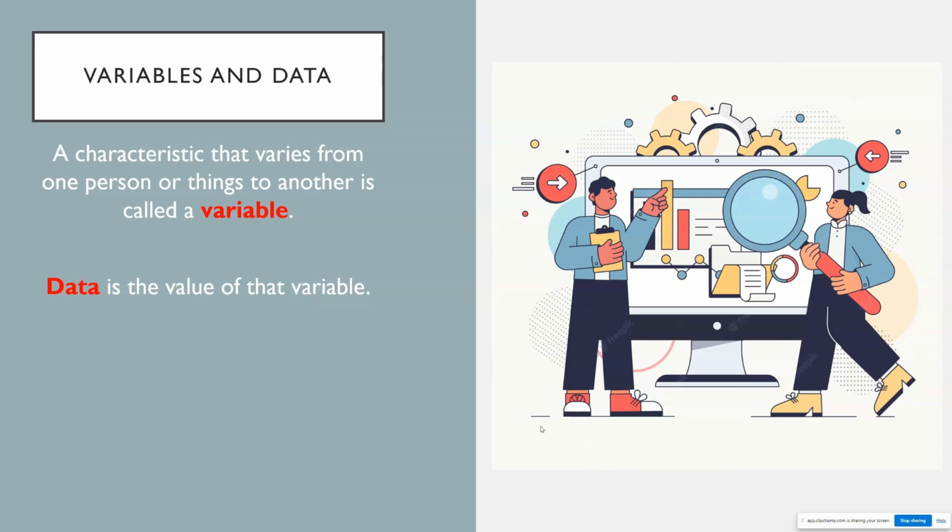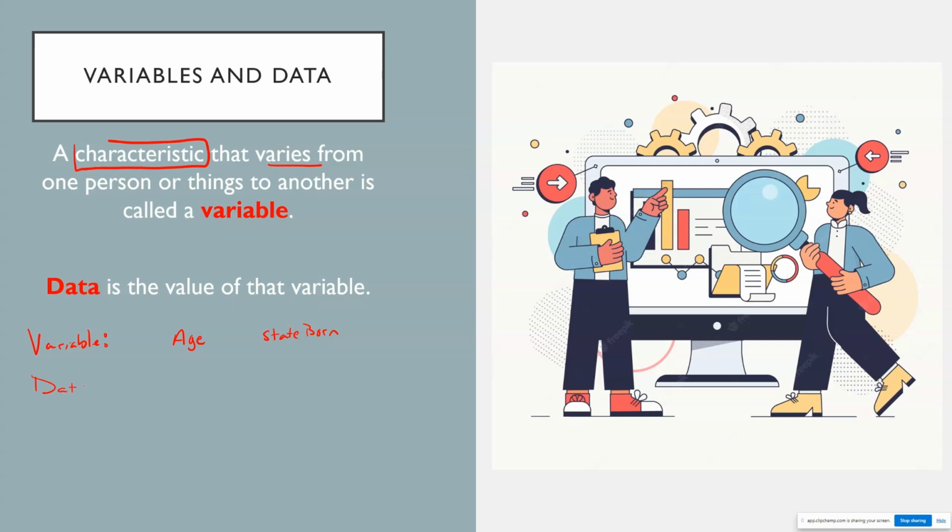In this quick review, we want to talk about variables and data. So we'll start off with the definition. First, a characteristic that varies from one person or thing to another is called a variable. For example, suppose we had a set of data, and some of the things that might vary between people would be their age, how old they are, what state they were born in. Those would be what we call a variable. And then data is the value of that variable that we collect.